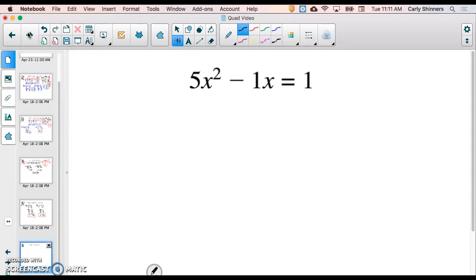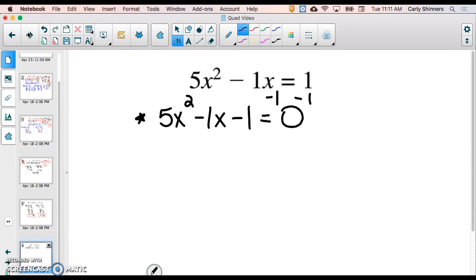When we solve quadratics, the first thing we need to look for is that we need it set equal to 0. So right away, I'm going to subtract 1 from both sides so that I can clearly see my a, b, and c. Now, 1x and 1, 5x squared and 1, those are not like terms. We have to have the same variable and the same exponent, so there's nothing I can combine. So that tells me my a is 5, my b is -1, and my c is -1.